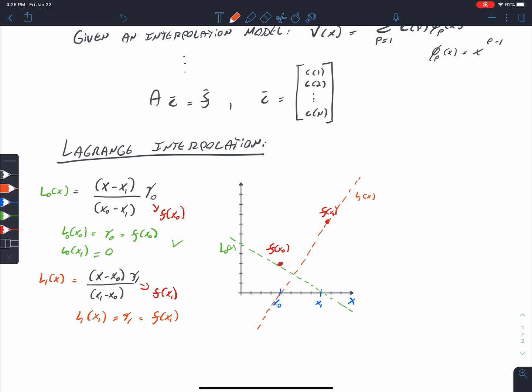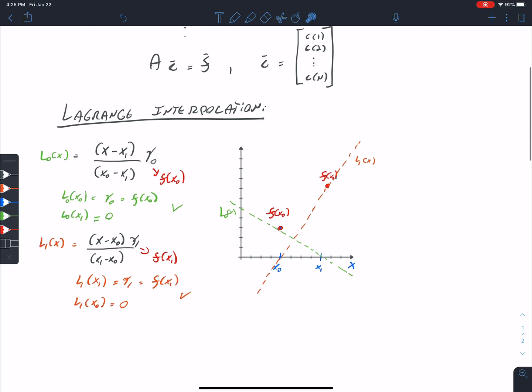Let's do the same computation and evaluate line 1 at x0 and see what that gives us. Well, just the same as in the example above, we plug in x0 here. x0 minus x0 is 0. 0 divided by a number, or 0 multiplied by a number, is still 0. So this line does what we intended it to do. It is indeed this line, right? Because we have passed through this point here, and we've passed through this point here.